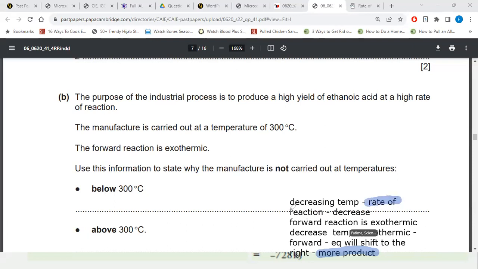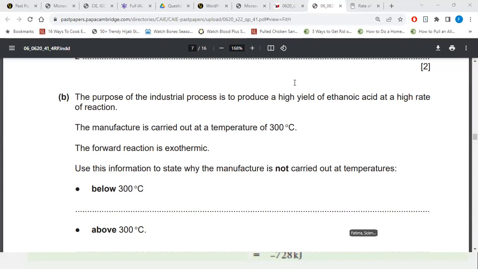Because even though the rate of reaction is decreasing, they want a lot of product, but they also want a high rate of reaction. So below 300, yes, I will get more product, but my rate of reaction will become slow. So the answer will be because the rate of reaction will decrease, right? Okay, let's take a look at the next one.